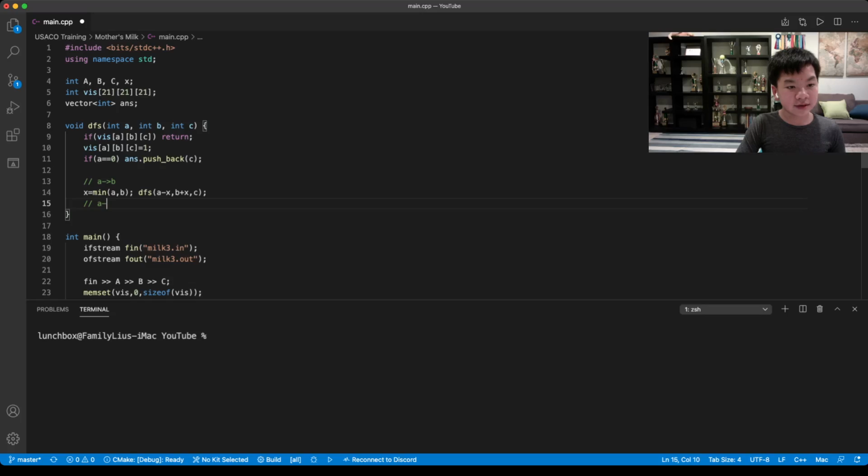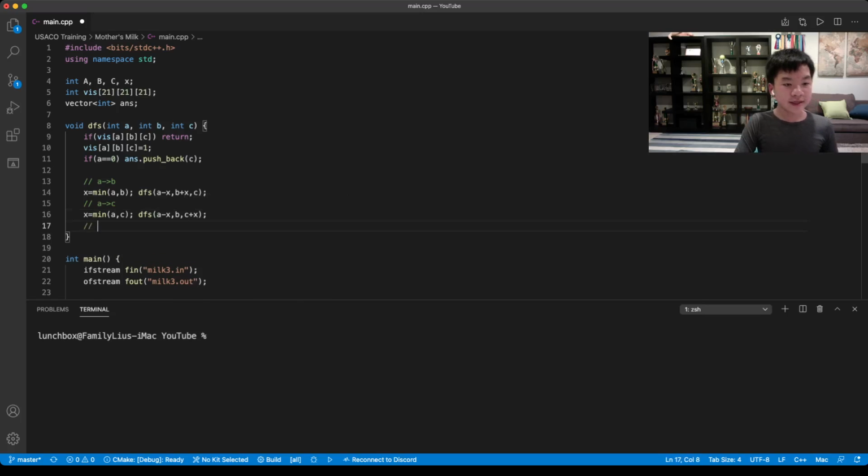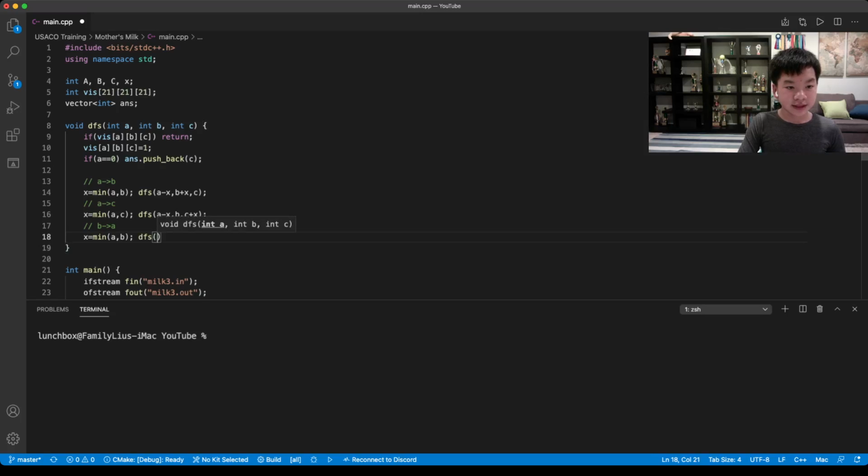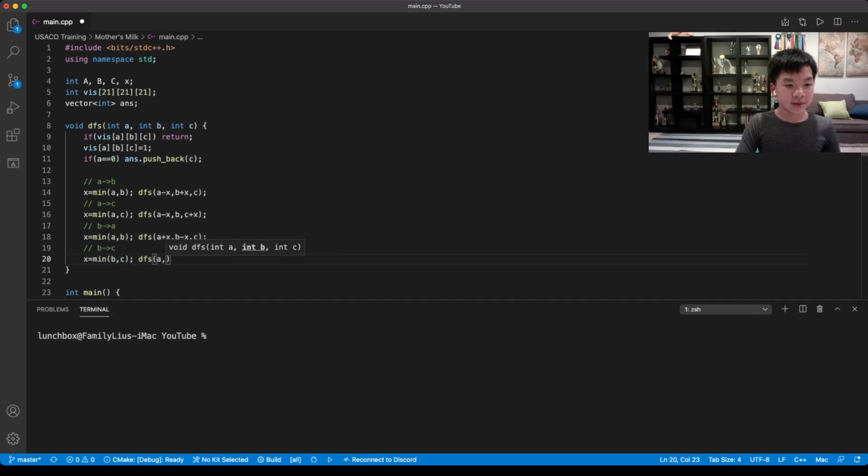Second case is A to C. Then X will be equal to min of A and C, and then DFS A minus X, B, C plus X. Third case is if B to A, so then X would be again equal to min AB, and then you would DFS A plus X, B minus X, C. Fourth case is if it was B to C, then X would be equal to min B, C, then you DFS A would stay the same, B minus X, C plus X.